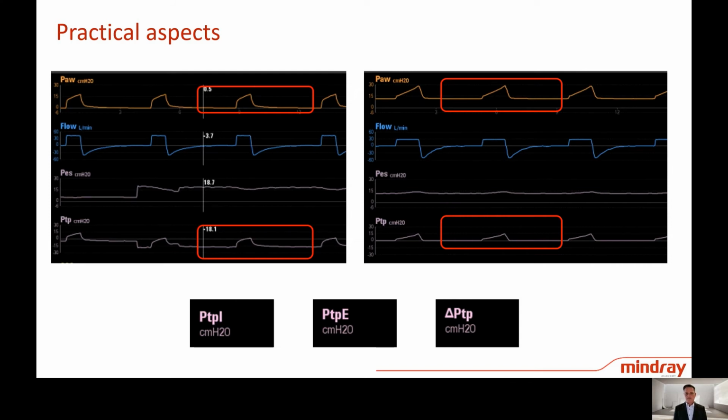The resulting measured transpulmonary pressure in the graph shows that during end expiration, it's highly negative, here minus 18 centimeters of water. On the right-hand side, you see adjusted settings in order to achieve a positive transpulmonary end expiratory pressure.